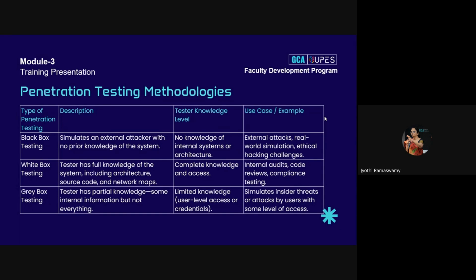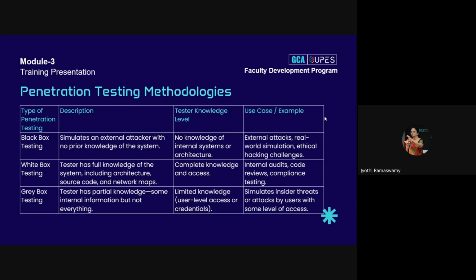So the tester has complete knowledge, right? Now, what are the examples? Internal audits, right? Suppose I do an audit of one of your institutions, I am coming and auditing. What I tell you is, you give me your network diagram, you give me the architecture of the design, you give me your policies, you take me through to look at the physical location and all the related access control mechanisms, right? So I get all the details, all the access, and then I test. So internal audit is one of the white box testing.